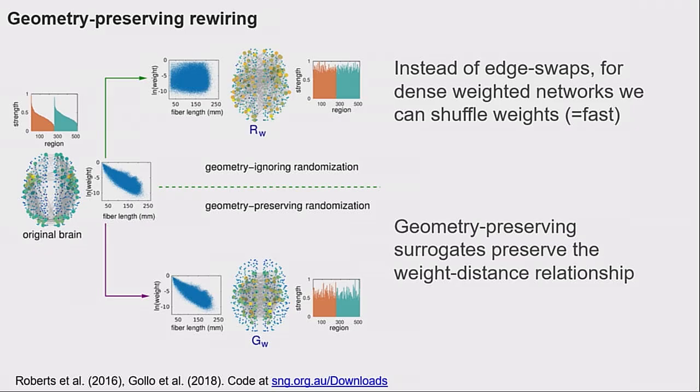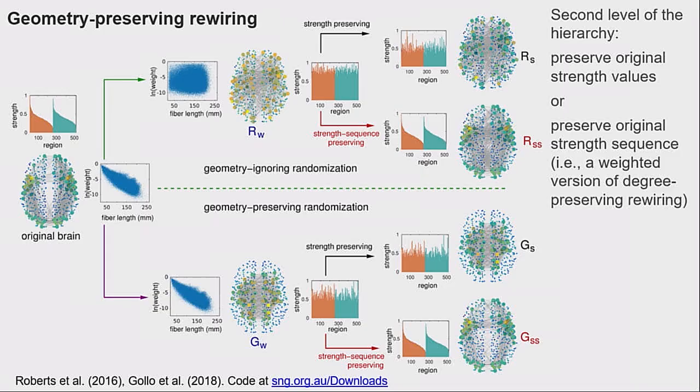And also those red and green bar charts show the strength distribution. Strength is like the weighted version of degree, the sum of all the weights of your connections. If you just randomize, kind of like with the Erdős–Rényi, you tend to get narrower distributions. So you can then have, again, a hierarchy of models, where you say, okay, I want to preserve the cloud of points, but I also want to get the strengths back. You can sacrifice a little bit of your weight preservation to get the strengths back, and these RSS and GSS ones are kind of like the equivalent of the degree-preserving surrogates, except a weighted version.